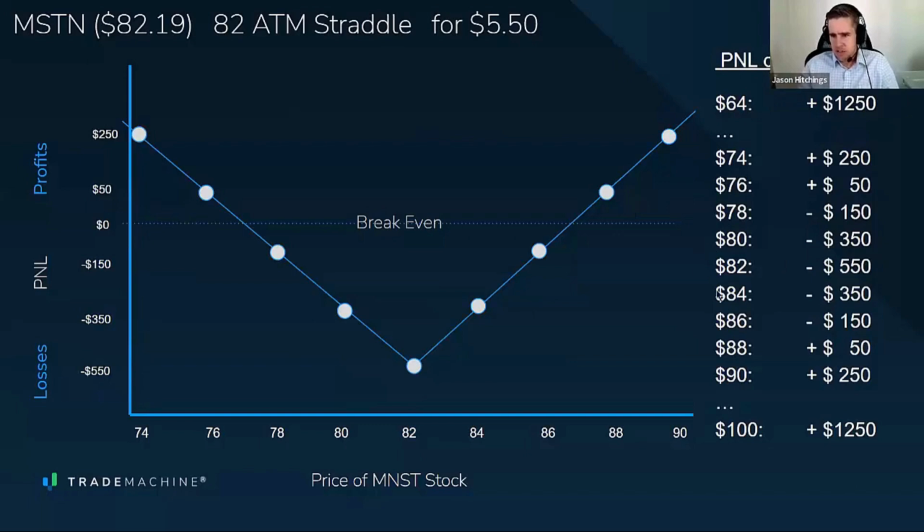So we can see if it's at 82, we hit our worst case scenario, which is we lose the whole value of both options. And as we go up around 88.50, we kind of crest through, or 87.50, we crest through our break even, and then we make $50 at 88. If the stock goes all the way up to 100, we've made $1,250. And same in reverse, if it goes all the way down to $64, we've made $1,250 on the put. And that's how this P&L chart's going to look for this example.